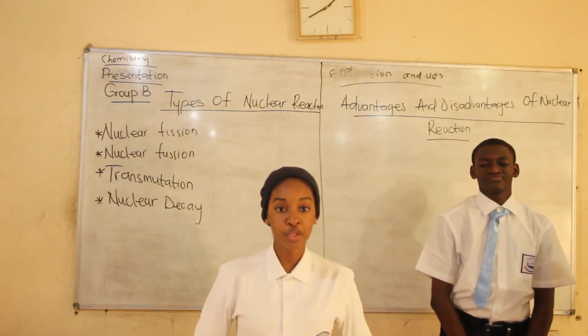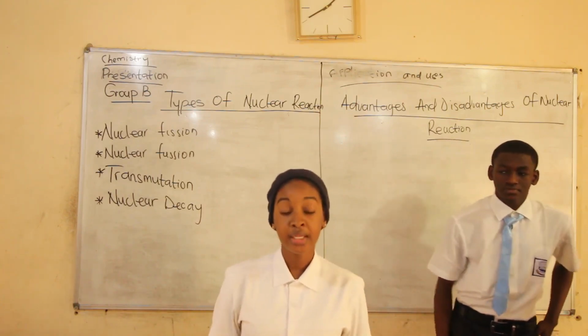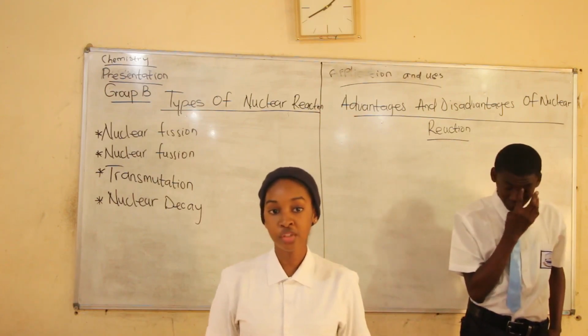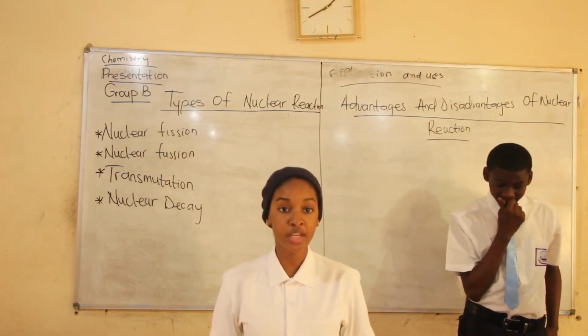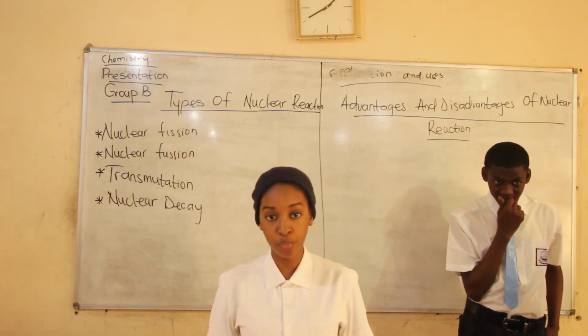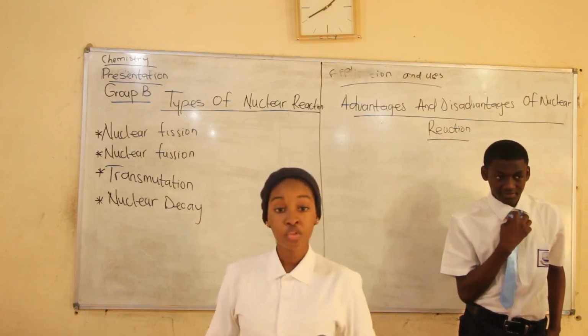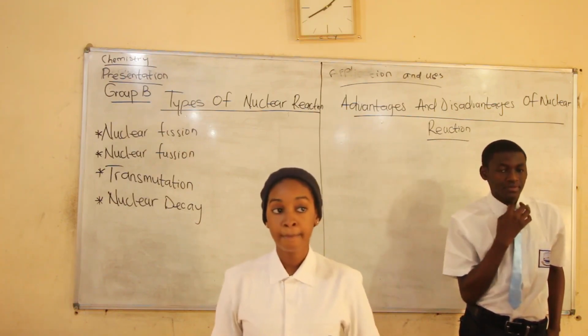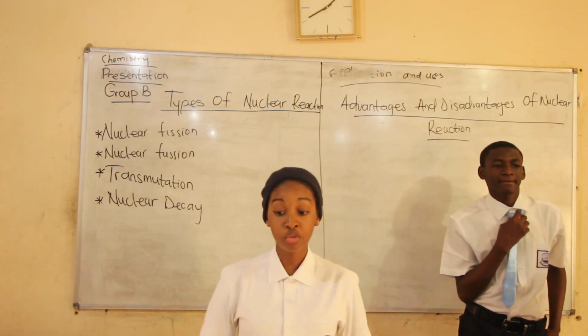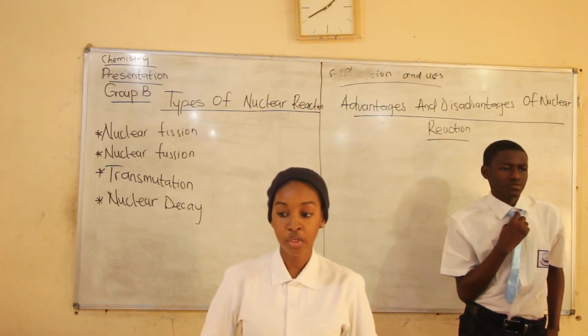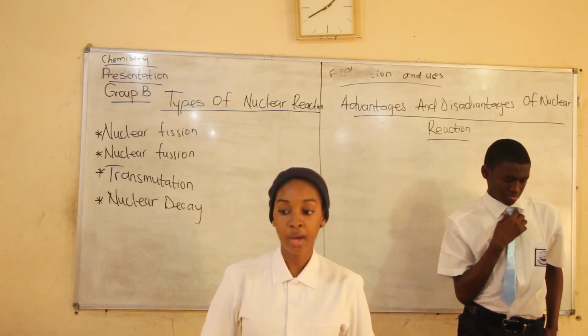And then we have transmutation. In 1919, Lord Rutherford succeeded in transmuting a nitrogen isotope into an oxygen isotope by bombarding it with an alpha particle.